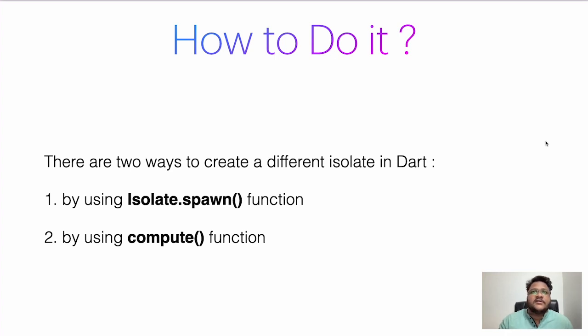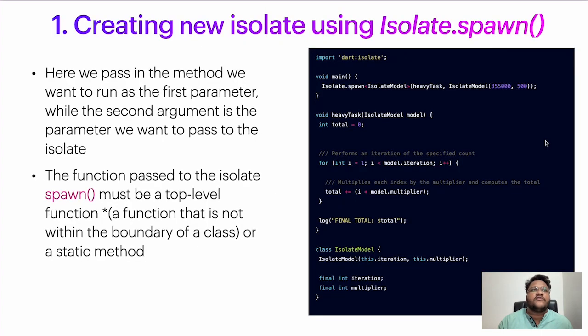There are two ways to create an isolate in Dart. Also, there is an external package for that, which we can check as well. But we are going to discuss these two things. First is the isolate.spawn function, and second is the compute function. In this discussion, we are going to focus on the isolate.spawn function, and we'll not give much time to compute. They are generally similar, but the isolate.spawn function gives us more flexibility, so we are going to discuss that in detail.